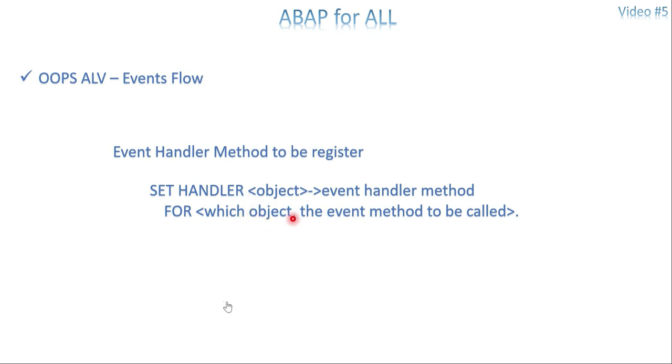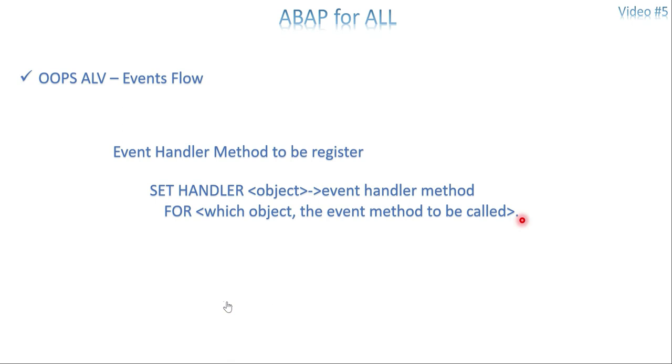Which object should the event method be called for? As I mentioned, suppose you have 5 objects in your class. If all 5 are applicable to call this event handler method, well and good. Or if you feel that out of 5 only 2 should be applicable to call this particular event handler method, then you have to mention in the registration place that only these 2 objects are applicable for my event handler method. So this is about the registration, registering your event handler method. These 3 steps are mandatory for every event in object oriented ABAP, and that extends to object oriented ALV as well.